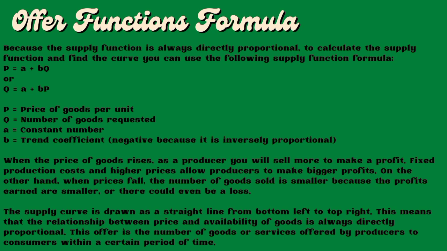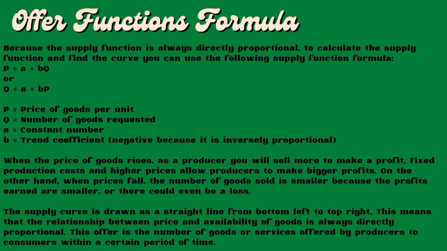When the price of goods rises, as a producer you will sell more to make a profit. Fixed production cost and a higher price allow producers to make bigger profits. On the other hand, when prices fall, the number of goods sold is smaller because the profits earned are smaller, or there could even be a loss.